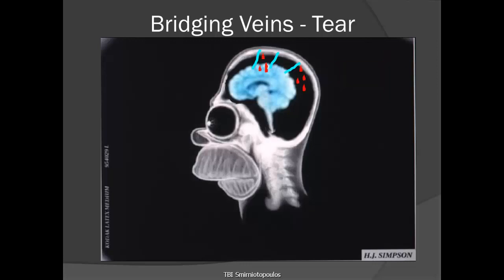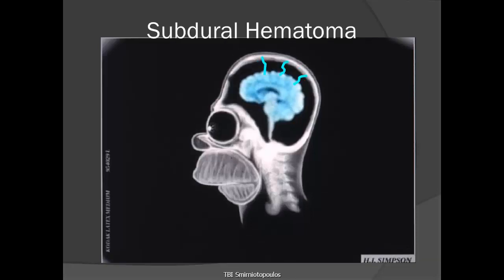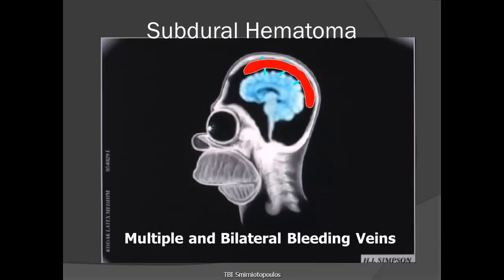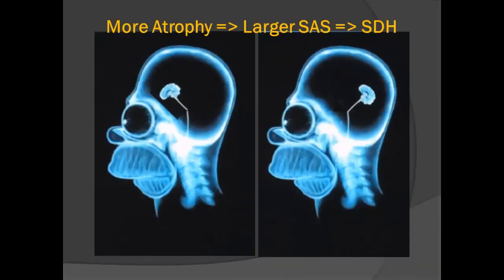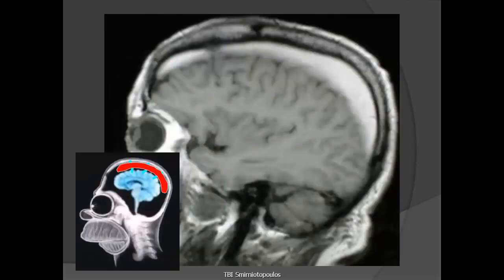The bridging veins tear, not where they exit the brain, but where they enter the tough dural reflection that surrounds the superior sagittal sinus. And it's not one vein that bleeds, but it's multiple veins that bleed, and on both sides. So subdural hematomas may be bilateral, as opposed to epidural hematomas, which are classically unilateral lesions. If you have greater atrophy, you have more freedom of movement for the brain to move differentially and lag behind the movement of the skull.